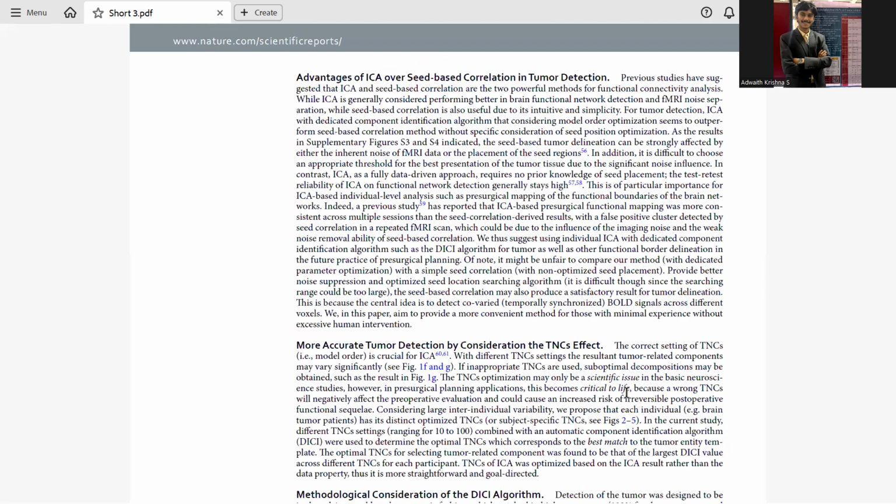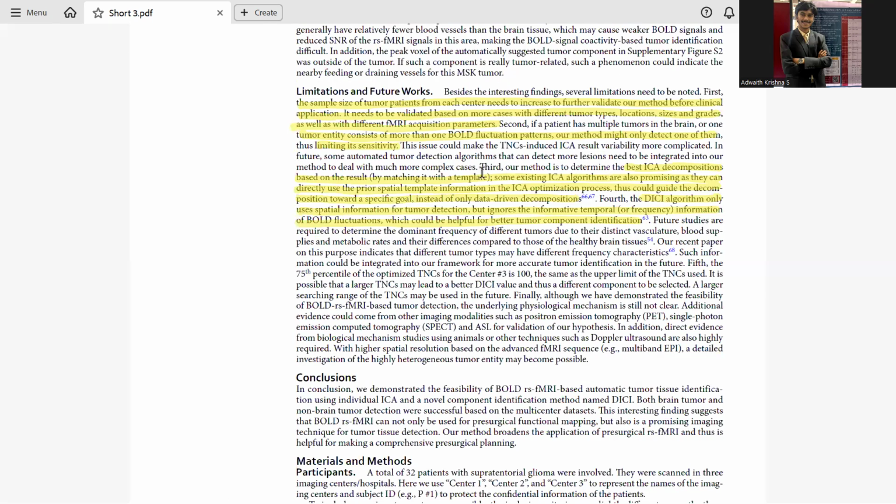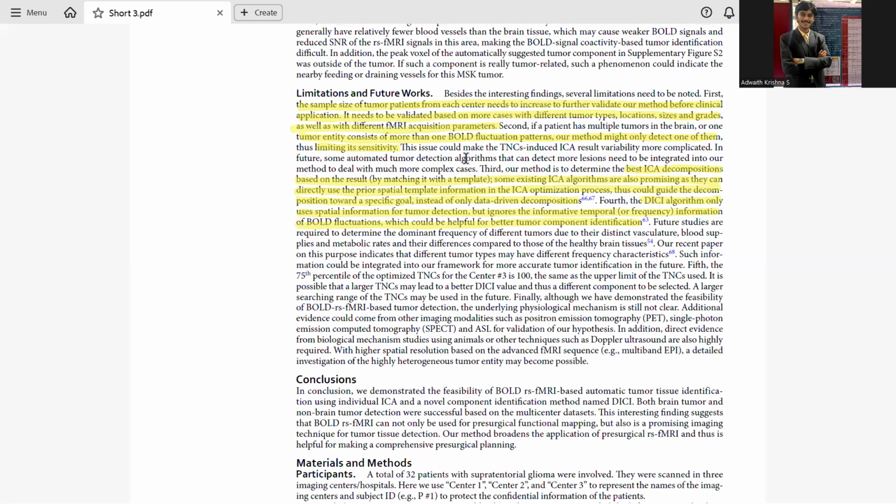And there are a few limitations to the study. The sample size of tumor patients from each center needs to be increased further. Then it needs to be validated on more cases, and the best ICA decomposition based on the results by matching it with the template was done. Some existing ICA algorithms are also promising and they can be used too. The DICA algorithm which they used only uses spatial information for tumor detection, but it ignores the informative temporal frequency information. This is another drawback.